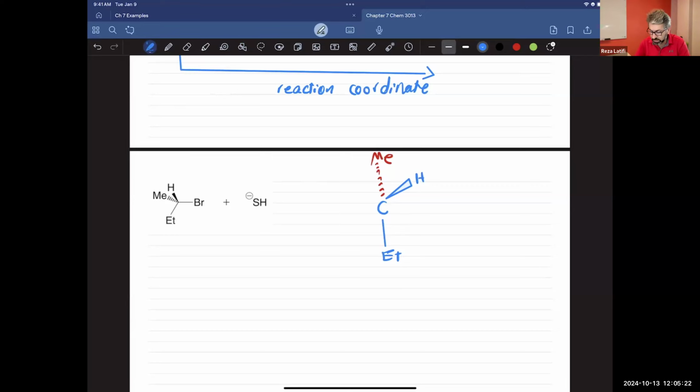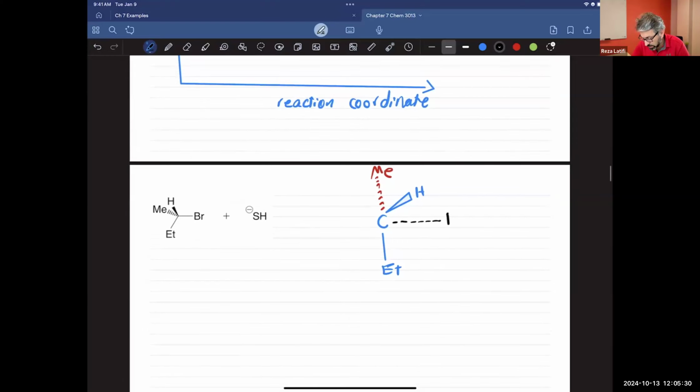Where is the bromide? Let's show the bromide with a dash line. So that's going to be the bromide, and it will be the leaving group. And our nucleophile will be SH. SH is coming in this direction. And remember that these three are forming a plane, so they are in one plane.